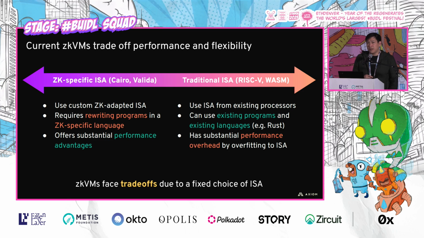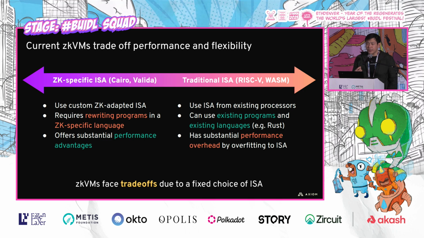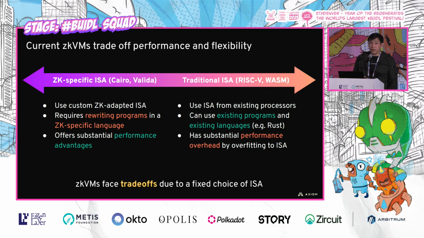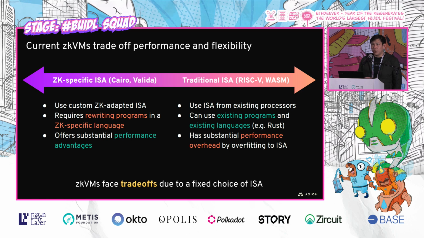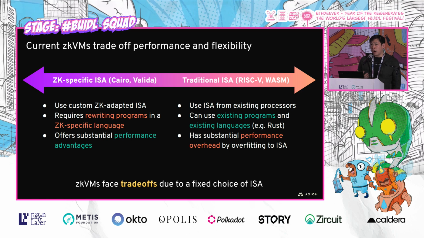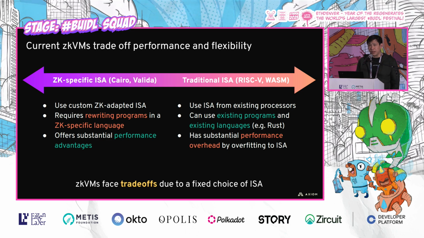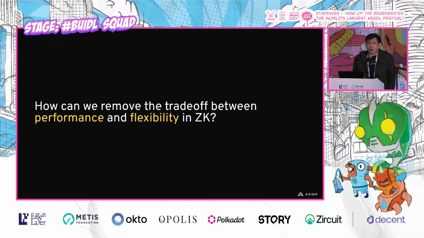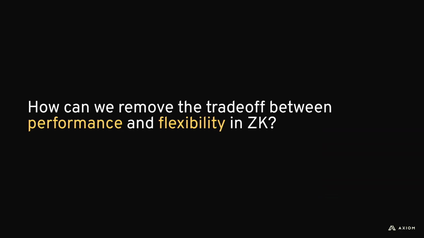But the problem with this is that there can be substantial performance overhead because the ZK system is not actually adapted to this existing instruction set architecture, which is optimized for physical hardware. And so existing zkVMs fundamentally require the developer to choose between performance and flexibility for this reason. And so the question that we came to while developing OpenVM was whether we can remove this trade-off and develop a ZK system that balances both.